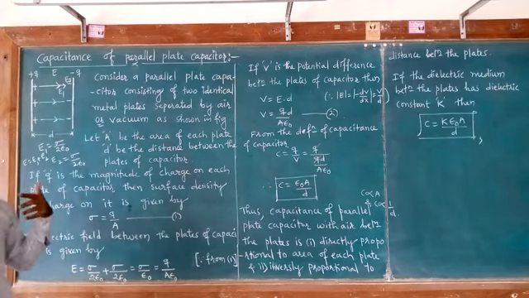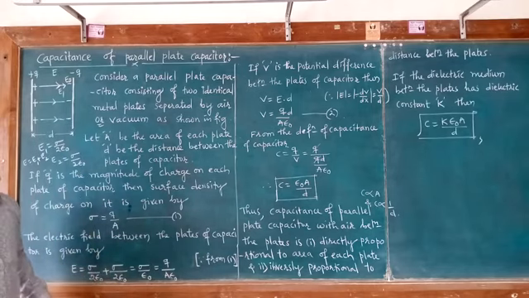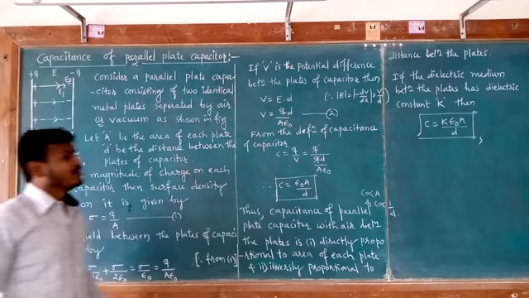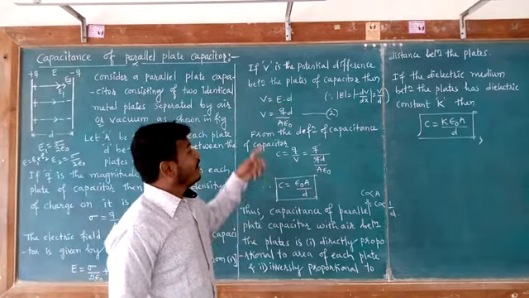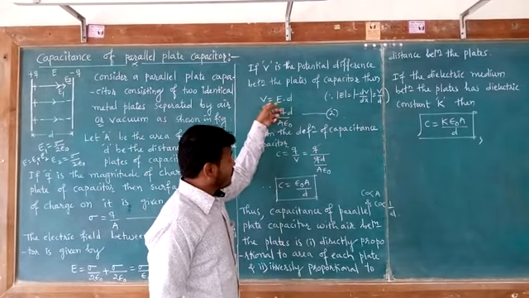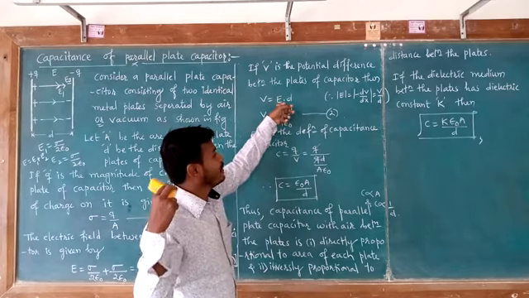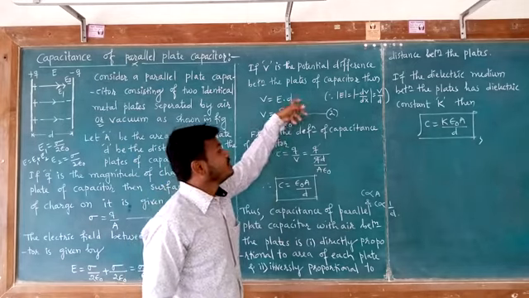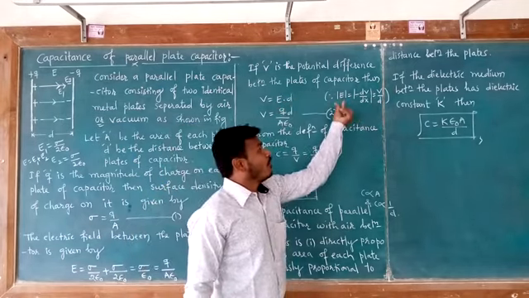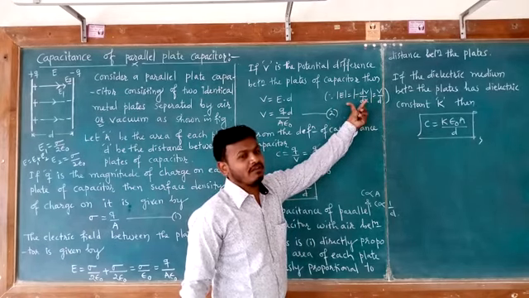And the next one, let V be the potential difference between the plates of the capacitor. Then the potential difference between the plates of the capacitor is given by V is equal to E multiplied by D, where V is the potential difference between the plates of the capacitor, E is the electric field intensity between the plates of the capacitor, and D is the distance of separation between the plates of the capacitor. This is by the equation: modulus of E is equal to modulus of negative potential gradient, that is minus of dV by dx.